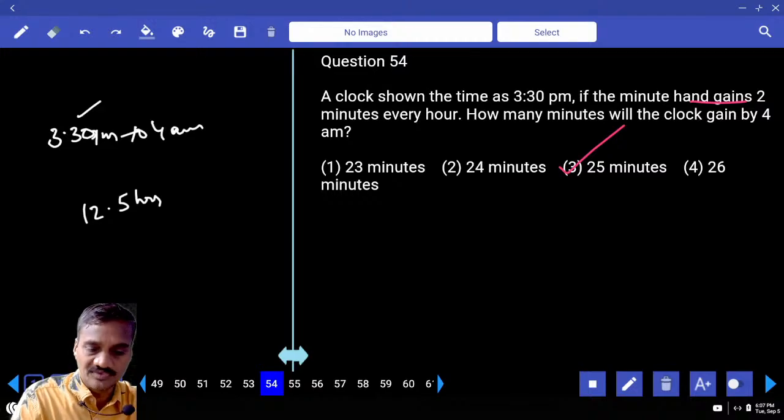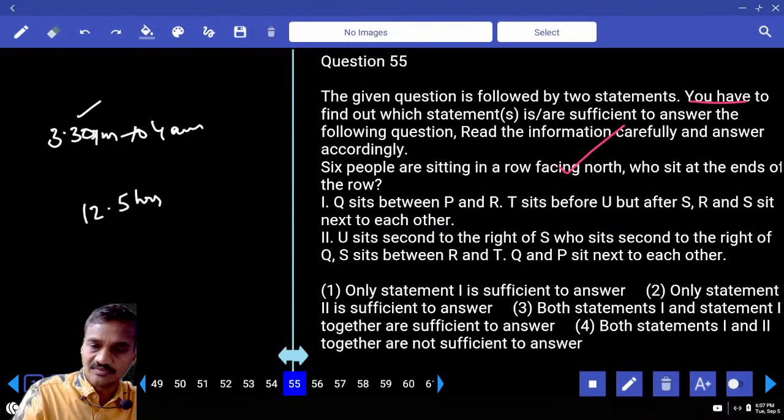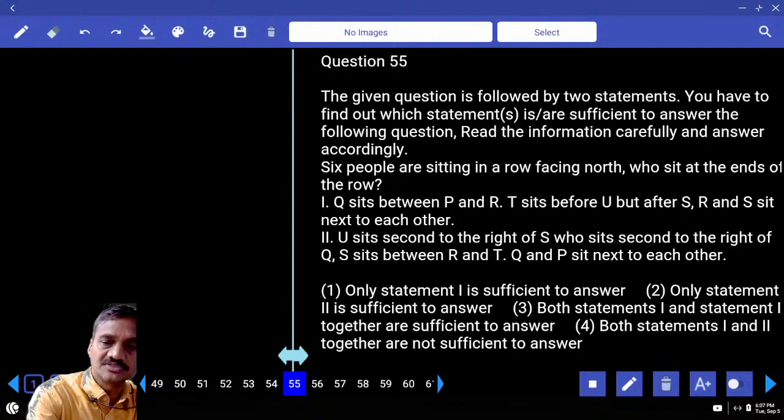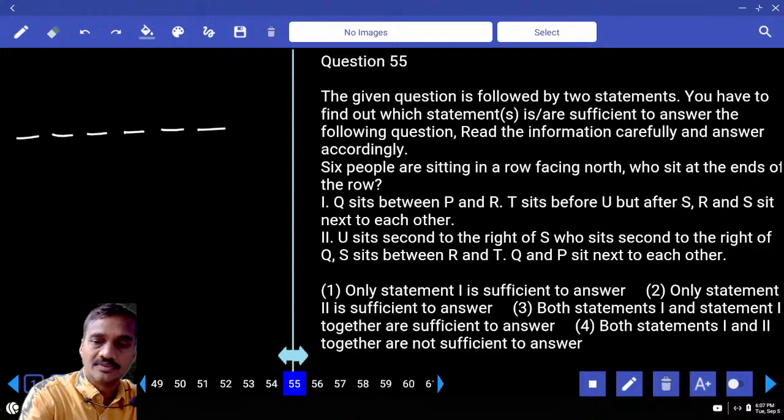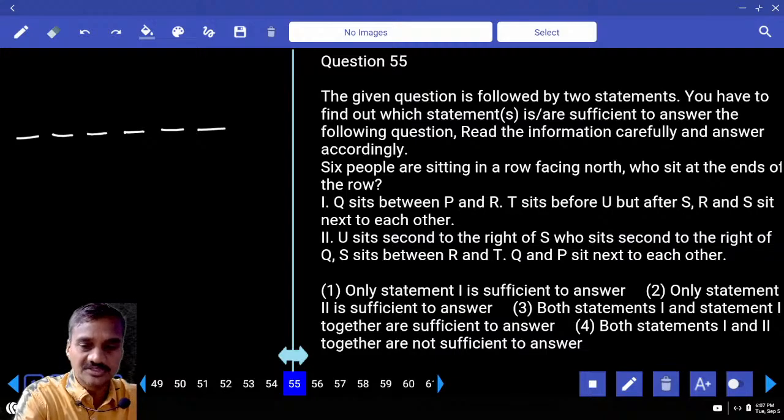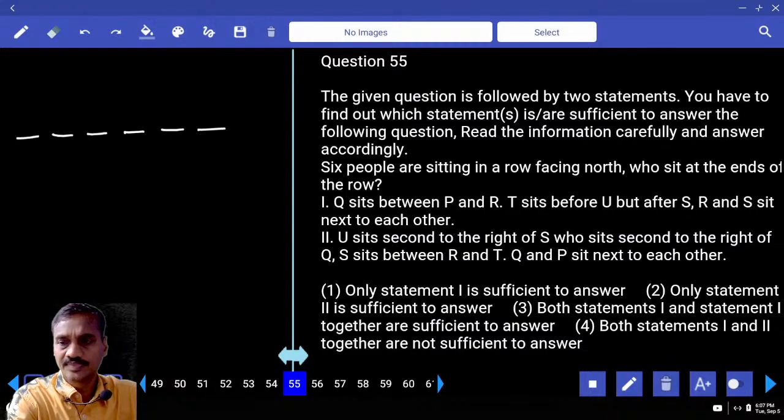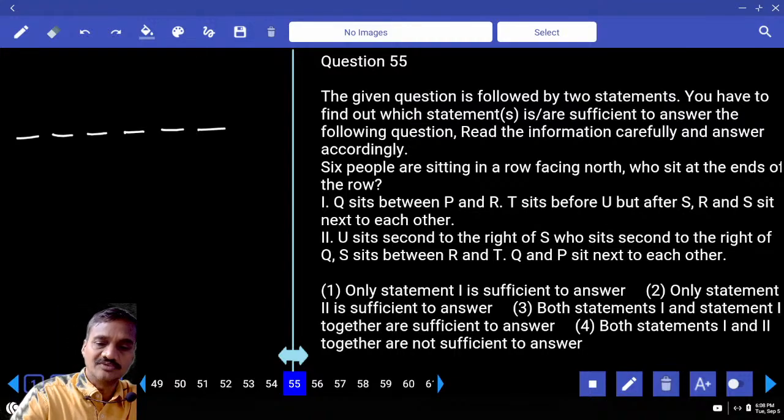Then question number 55. Now in this 55, there are 6 persons seated in a row facing towards north. 1, 2, 3, 4, 5. Then who sits at the ends of the row? Now in order to identify this, tell me which statement is sufficient. The first statement: Q sits between P and R. And T sits before U, but after S, R and S next to each other. Now with the help of this one, there is no definite information we have.